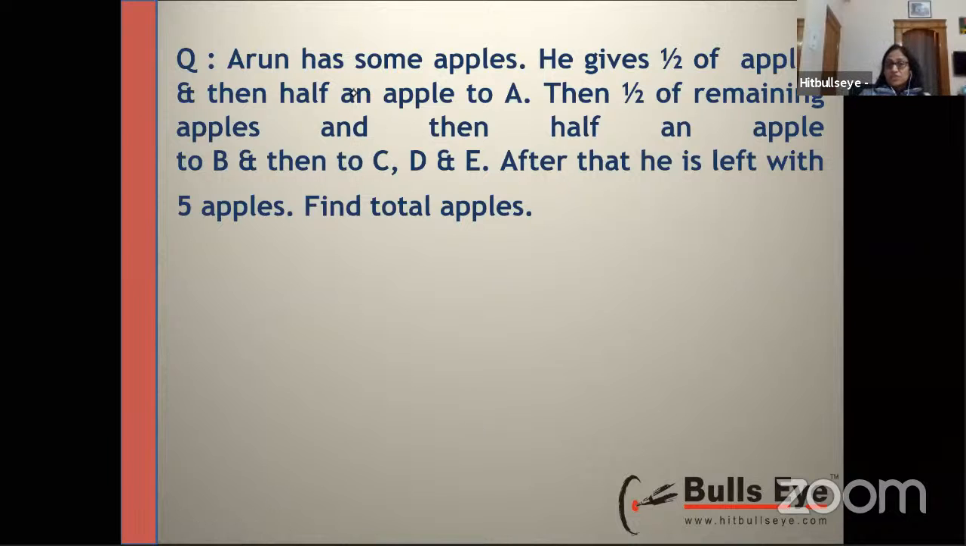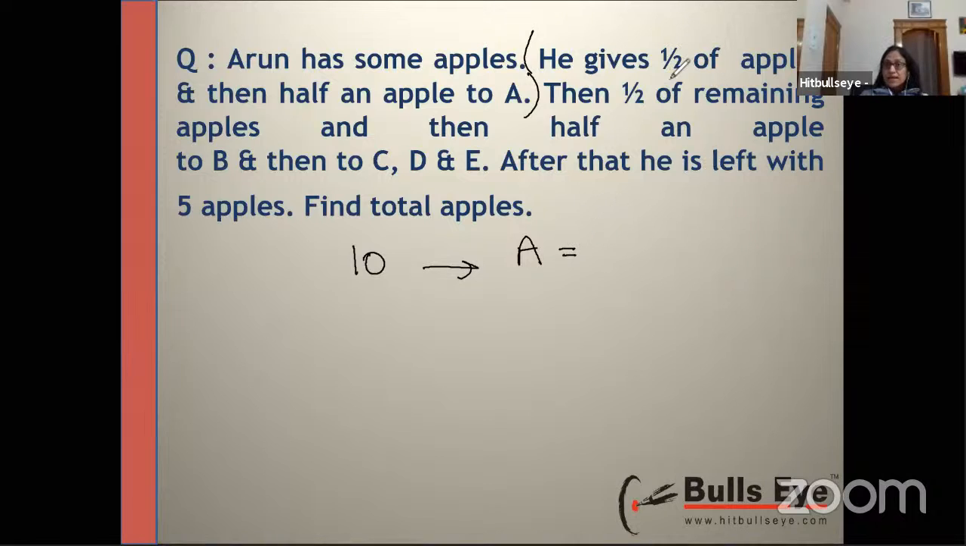When you read this question, it says that Arun has some apples and he gives away half of the apples and then half an apple. What does this language mean? Suppose I give you a random number like 10. Suppose Arun had 10 apples in the beginning. Can you tell me how much he gives to the person A? By this language, he gives away half of the apples that he was carrying and then another half of an apple. How much did A get?